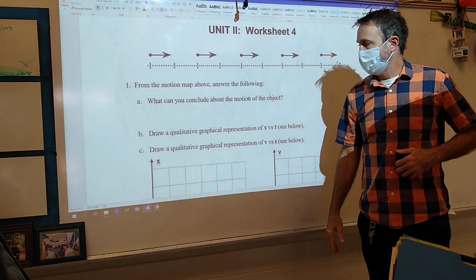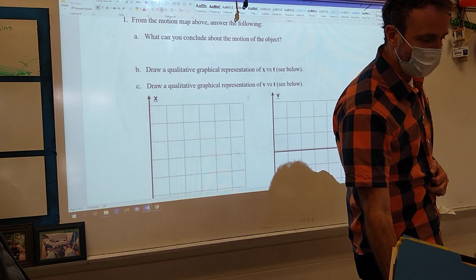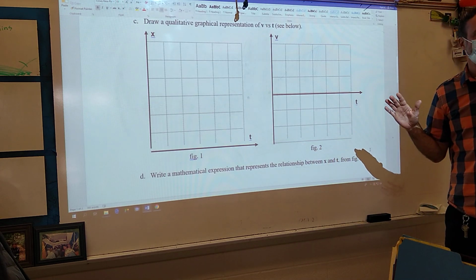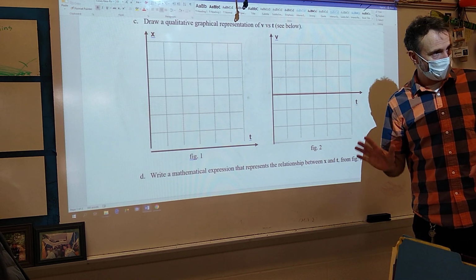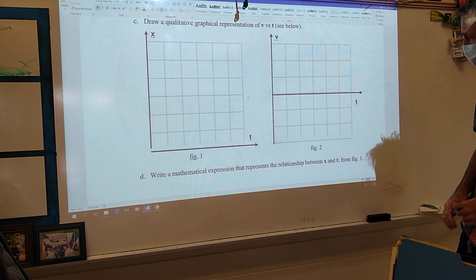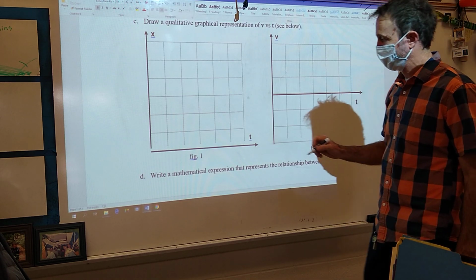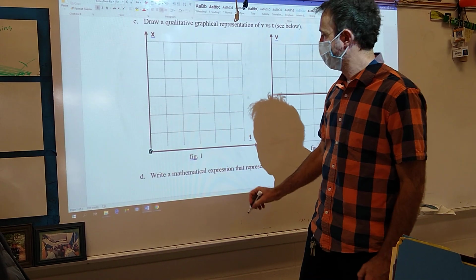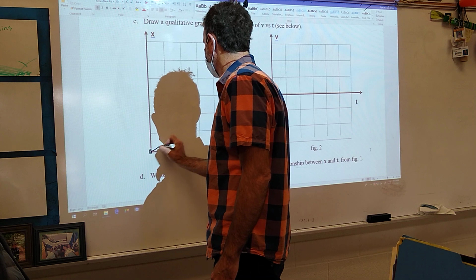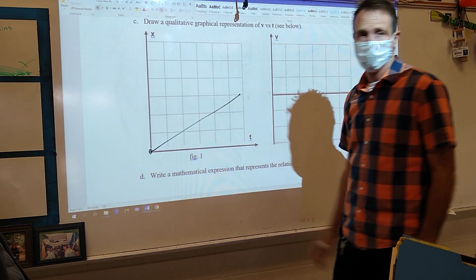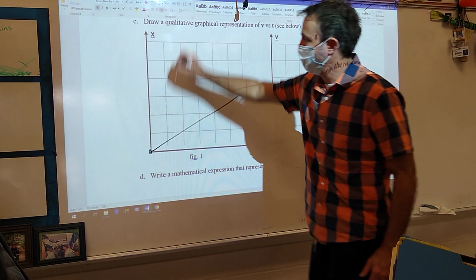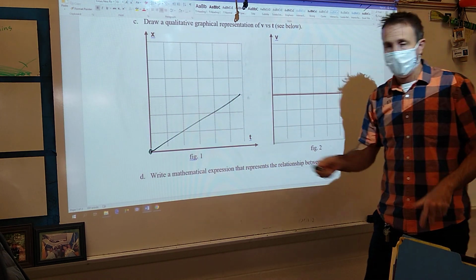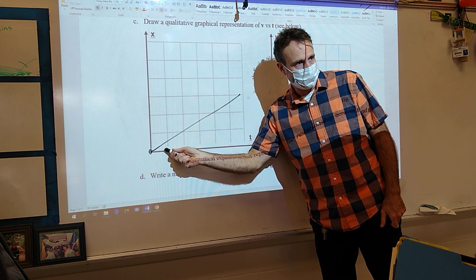B, draw a qualitative graph. Now qualitative means it doesn't have numbers on it, but it looks right. That's what qualitative means, all right? So if we're going to draw a qualitative graph, and we're going to say, oh, well, it starts at distance 0 and time 0, then any straight line that you draw on here is perfectly correct. It could be steep, it could be flat, because there's no numbers on it. But what's important is that this line is straight.